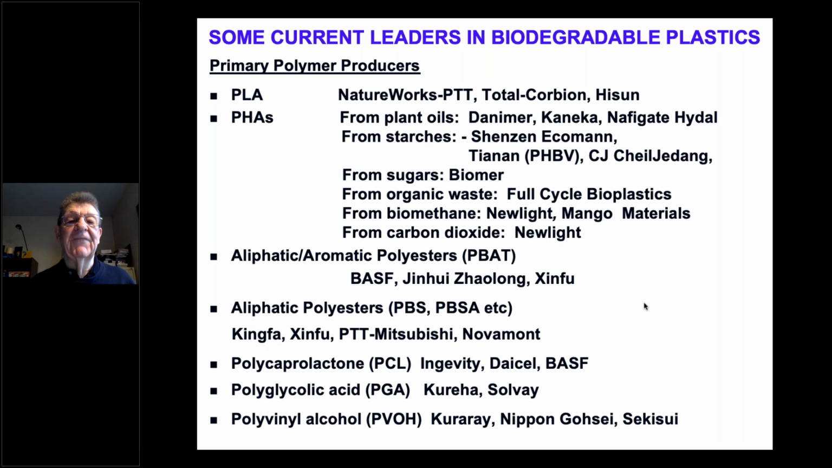Who's making these? Well, PLA, this is the big polymer right now. There's about 200,000 tons a year made. NatureWorks in North America, together with PTT, which is a Thai company. Total Corbion have a plant in Thailand. Hysun in Japan. There's actually been a shortage of PLA this year, and Total Corbion are going to be building another plant in Europe, and NatureWorks is expanding its plant in Nebraska.